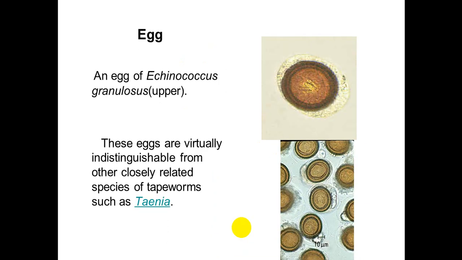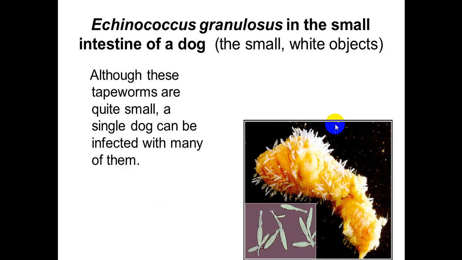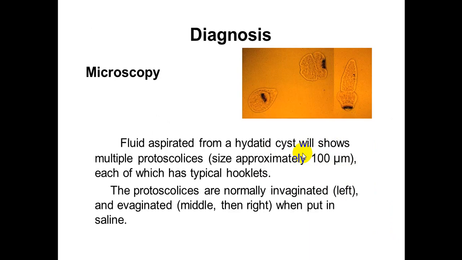The eggs, which are diagnostic, which is the infective stage. Eggs of Echinococcus granulosus. These eggs are virtually indistinguishable from eggs of tapeworms such as Taenia solium. Difficult to distinguish. This is Echinococcus granulosus in the small intestine of a dog. These tapeworms are quite small, and a single dog can be infected with many of them.